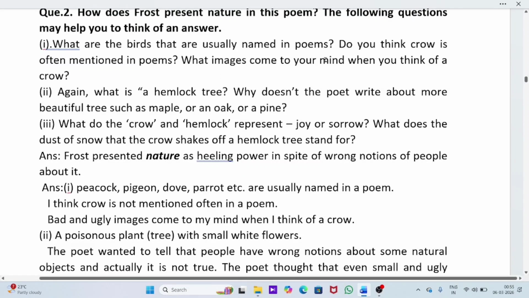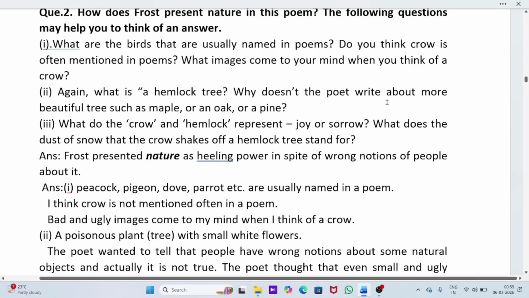What images come to your mind when you think of a crow? Bad and ugly images come to my mind when I think of a crow. Again, what is a hemlock tree? Hemlock tree is a poisonous plant with small white flowers.